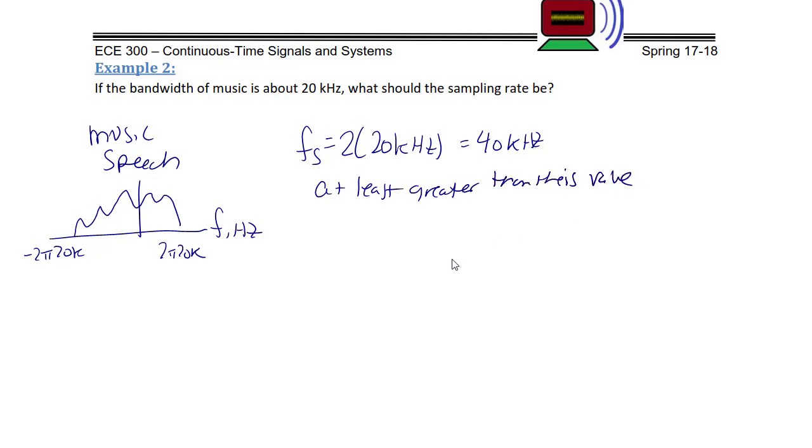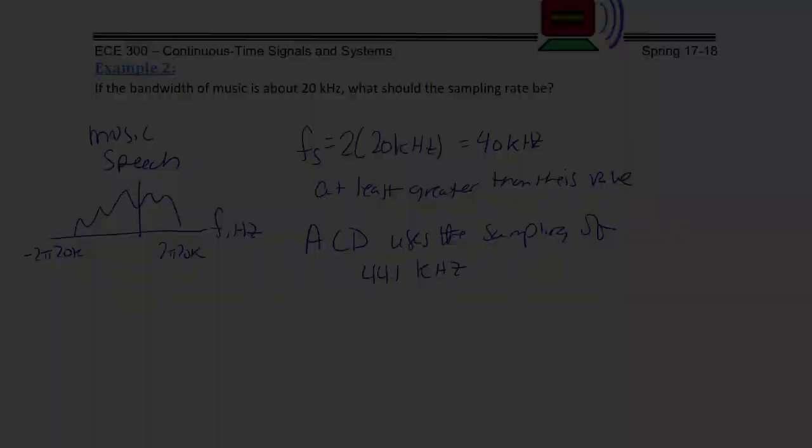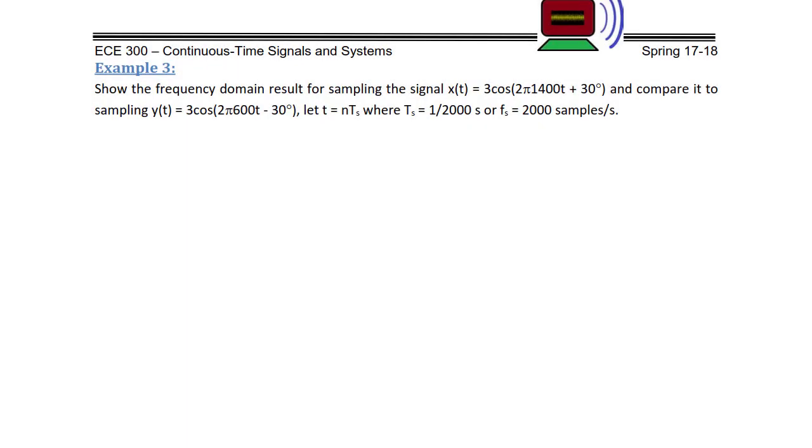Since these are real-world values, we can use a CD as an example, or a compact disc player uses the sampling rate of 44.1 kilohertz, which would be obviously greater than 40 kilohertz. So now let's start the last example of today's lecture, example 3.